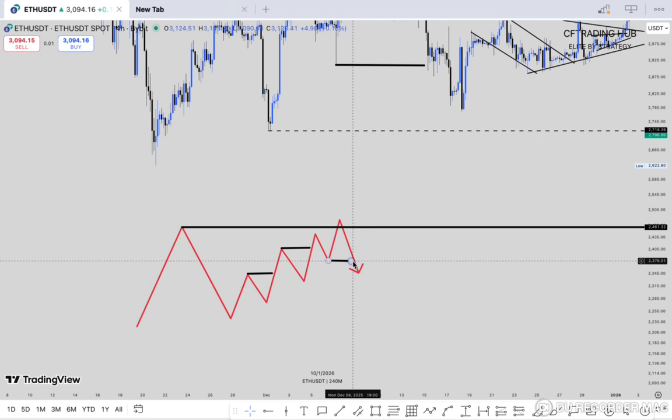So now after this shift is taken out, what happens? That structure shift is a confirmation that smart money has entered. It is a confirmation that smart money has entered after taking out this particular liquidity.